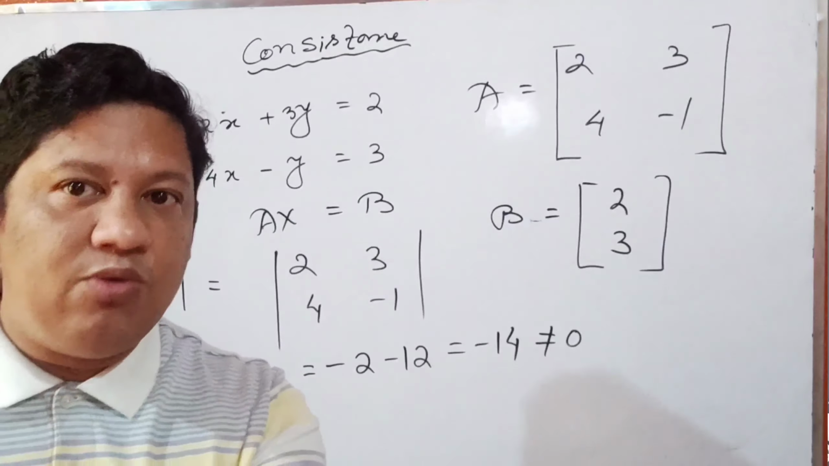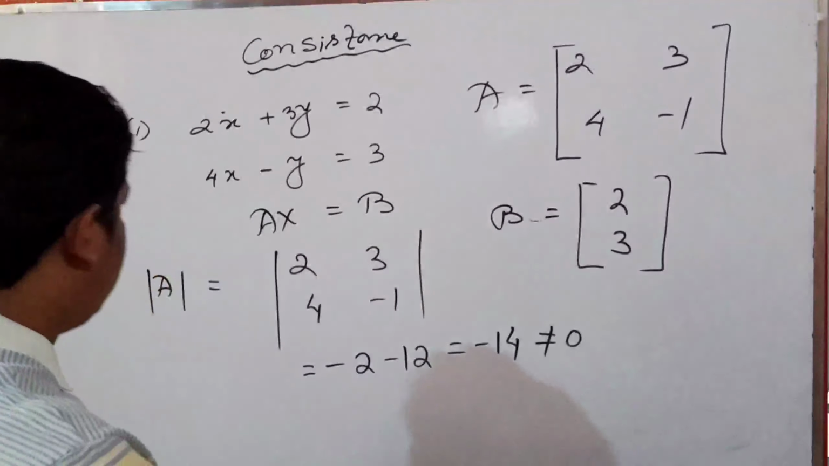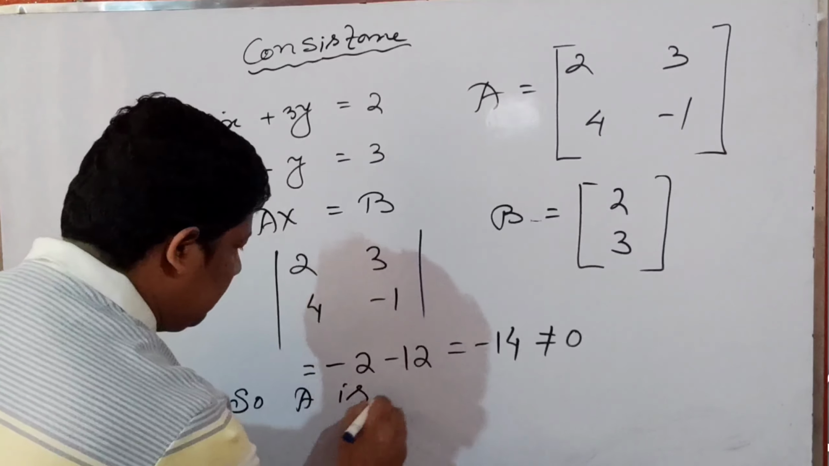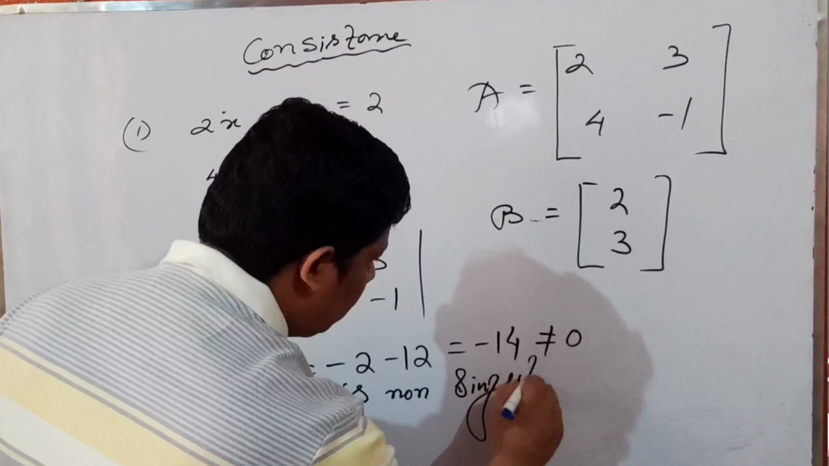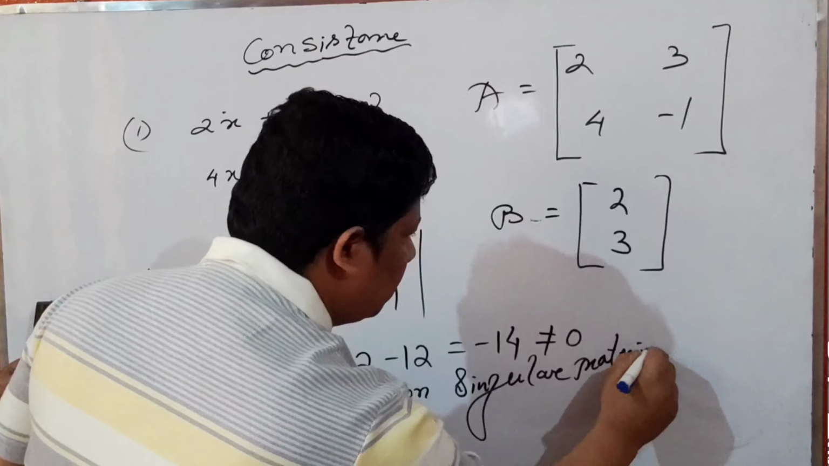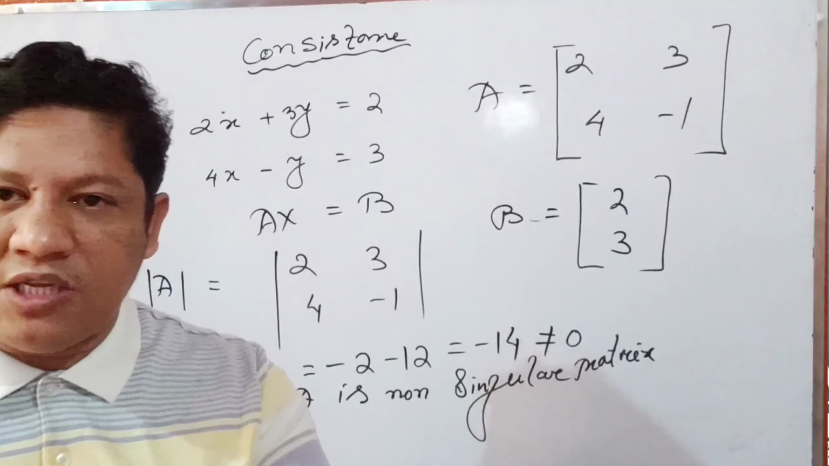So it is a non-singular matrix. So you write like this: A is a non-singular matrix because the determinant is not equal to 0. Since the determinant is not equal to 0, it is a non-singular matrix.